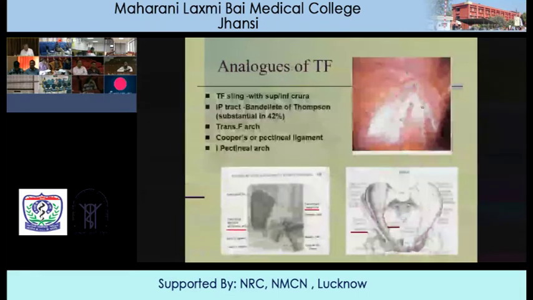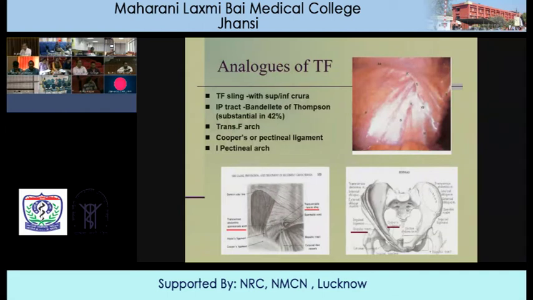So, we come to the next important part. Now, we just said there has to be something reinforcing the transversalis fascia. It's a thin layer in any part of the body. But I just said that in the lower part, it has three layers to it. Three layers to the transversalis fascia.